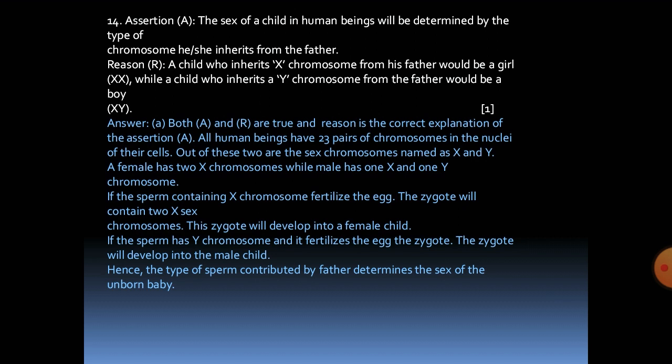14th question, which is again an assertion and reason based question. The assertion is, the sex of child in human beings will be determined by the type of chromosome he or she inherits from the father. Then the reason is given, a child who inherits X chromosome from his father would be a girl, while a child who inherits a Y chromosome from the father would be a boy.